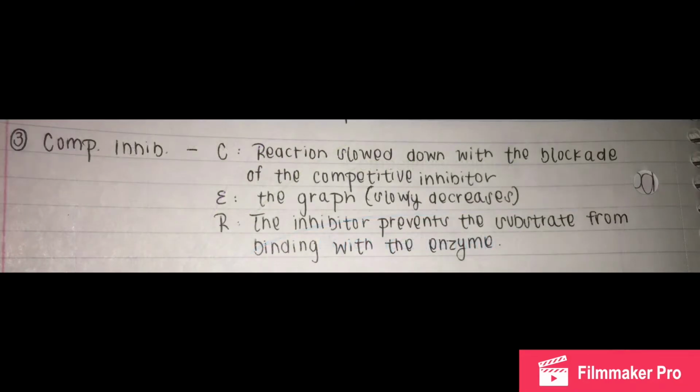Therefore, the rate of reaction is decreased due to fewer substrate molecules binding to the active site. This type of inhibition can be overcome by increasing the substrate concentration.